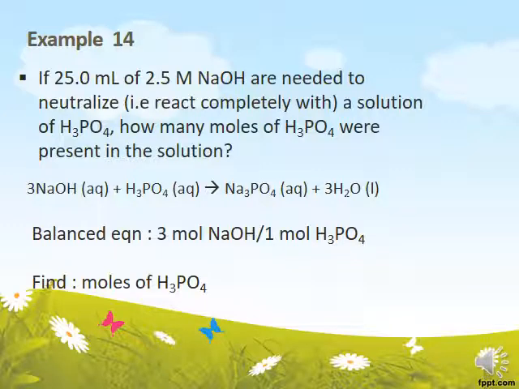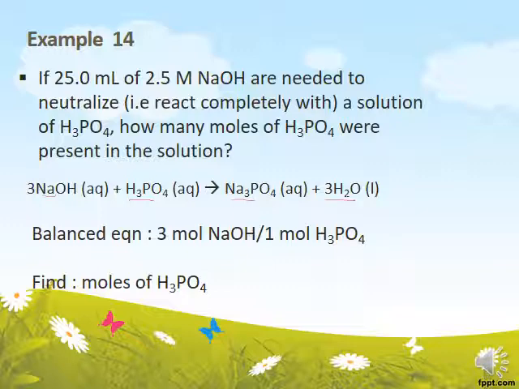Okay, example 14. 25 ml of 2.5 molar sodium hydroxide is needed to neutralize, or to react completely with, a solution of phosphoric acid. How many moles of phosphoric acid were present in the solution? Given the balanced chemical equation here, sodium hydroxide reacts with phosphoric acid to produce sodium phosphate and also water.